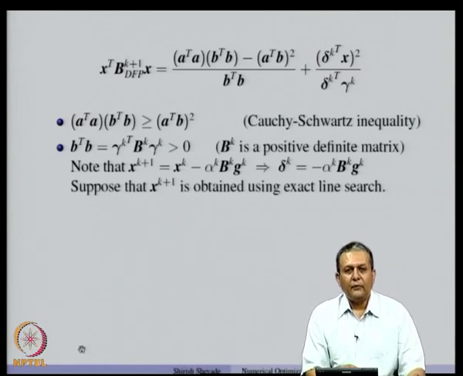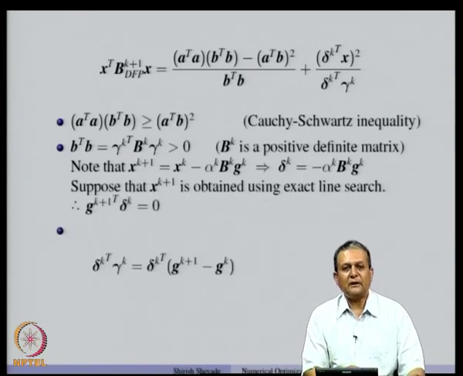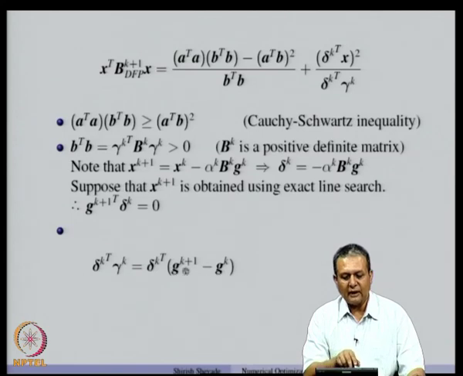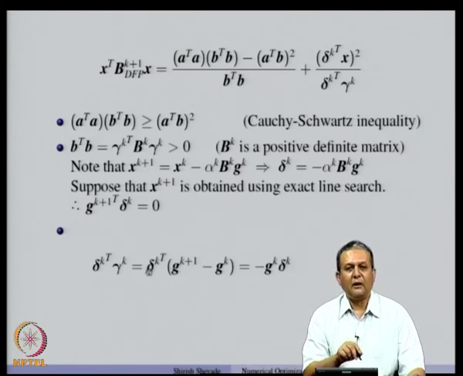And we suppose that x k plus 1 is obtained using exact line search. So, if we use exact line search, then g k plus 1 transpose delta k is 0. Now let us look at this quantity. Delta k transpose gamma k is nothing but delta k transpose (g k plus 1 minus g k). Now, if you have used exact line search, then g k plus 1 transpose delta k is 0, and this quantity becomes minus g k transpose delta k.